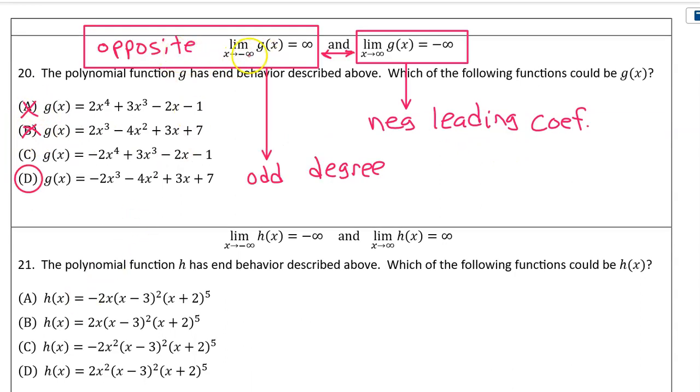Now look at the left end behavior. The fact that this end behavior is the opposite of the right tells us that we have an odd degree. So the answer must be D.